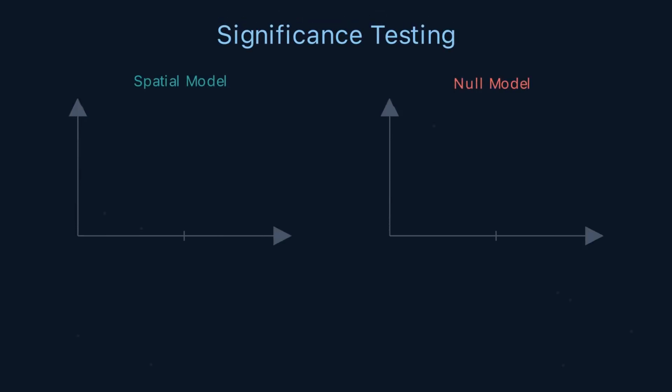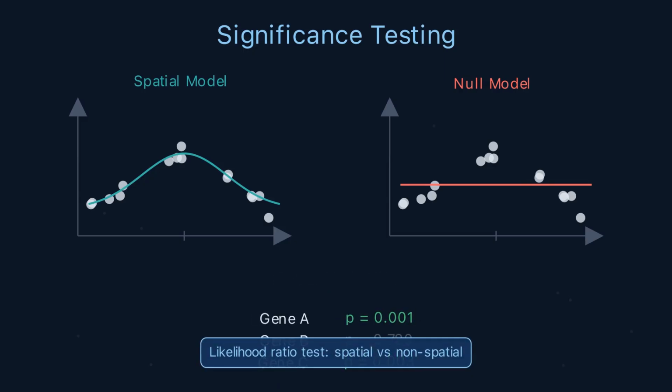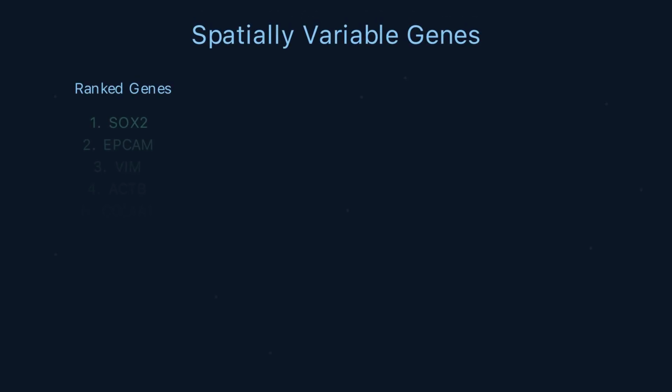For every gene, SpatialDE compares two models, one where expression depends on location, and one where it does not. A likelihood ratio test produces a p-value for each gene. Low p-value means the gene is significantly spatially variable. The test is run across all genes, with multiple testing correction to control false discoveries. The result is a ranked list of spatially variable genes.